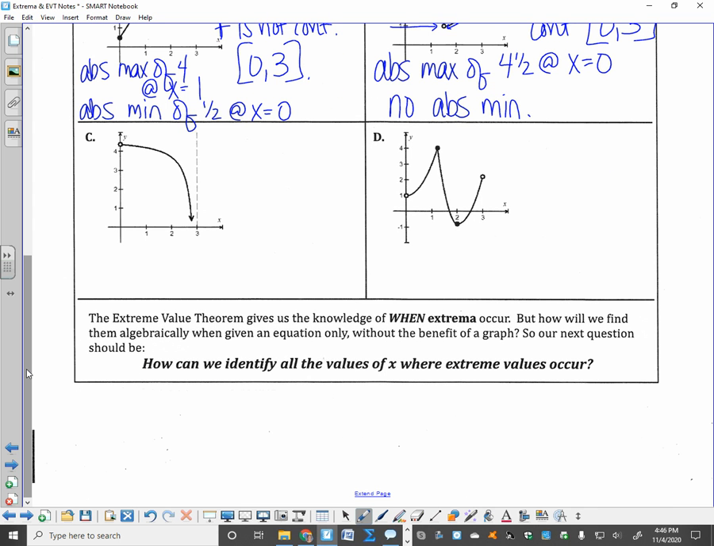Okay, EVT does not apply since f is not continuous on the closed interval 0 to 3. It's not defined at 0 and it has an asymptote at 3. So same statement. Extrema doesn't have any.